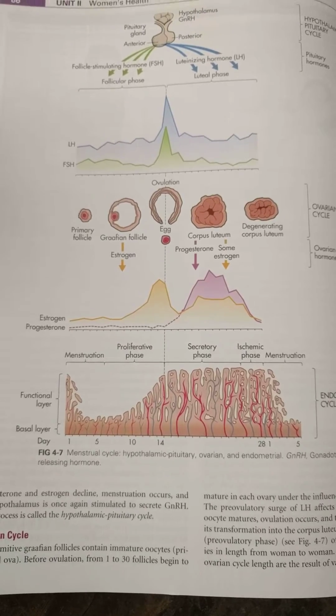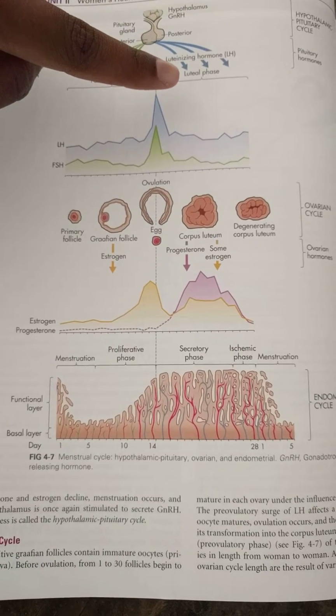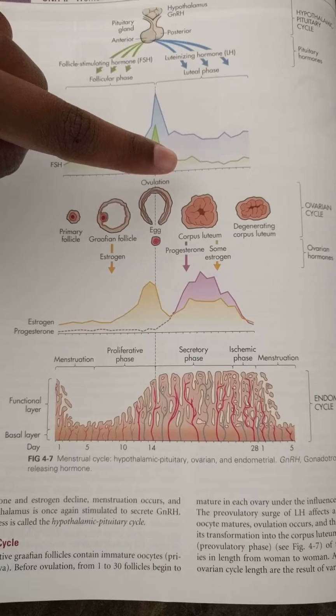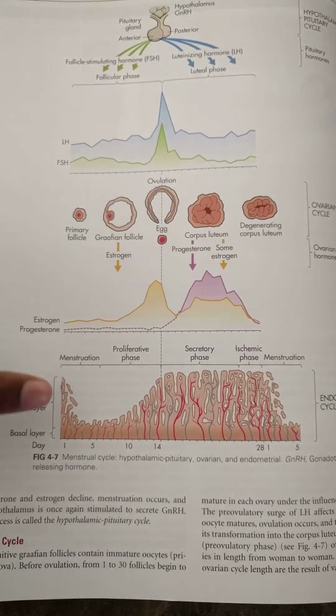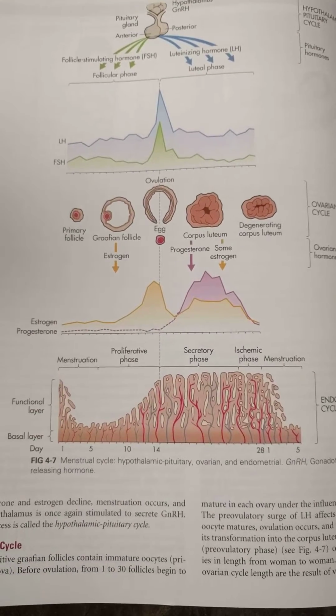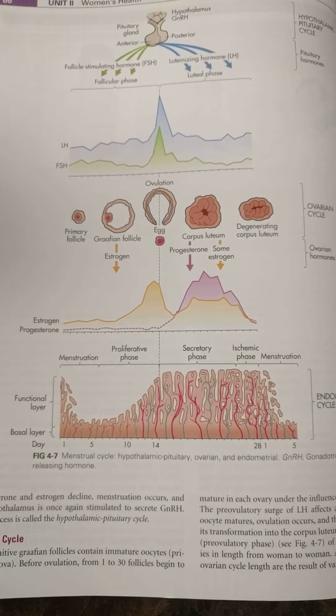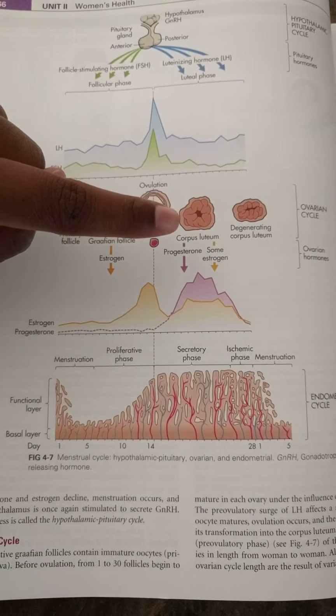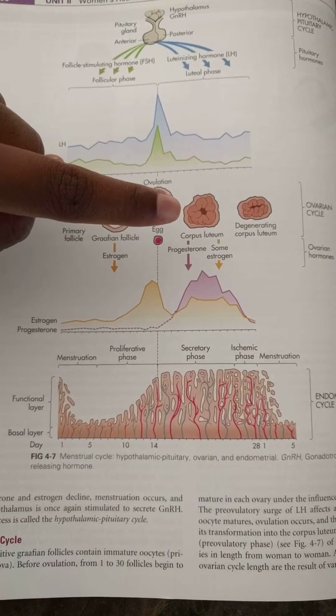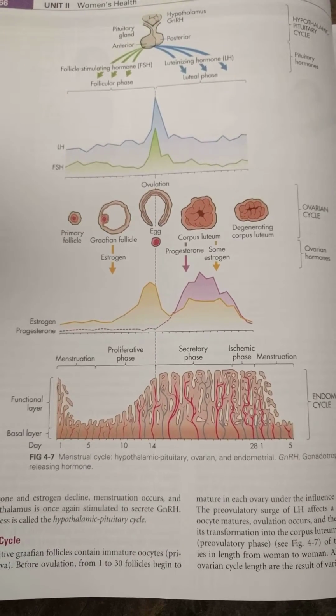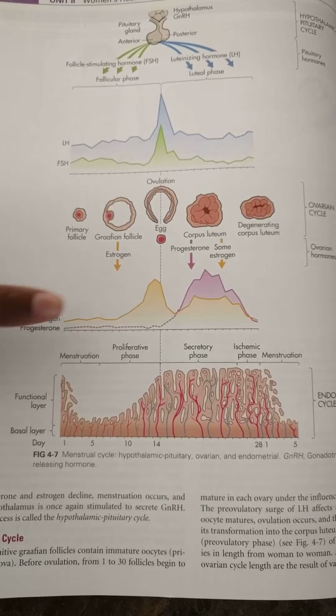Next, we have the luteal phase, which begins immediately after ovulation and ends with the start of menstruation. This post-ovulatory phase of the ovarian cycle usually requires 14 days. The corpus luteum reaches its peak of functional activity 8 days after ovulation, secreting the steroids estrogen and progesterone.